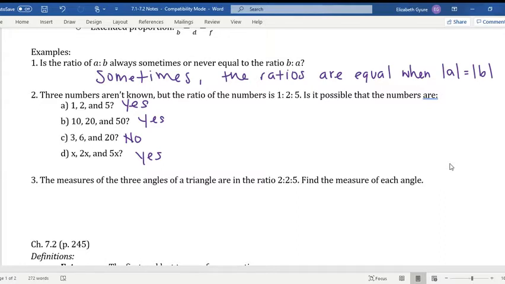This is their ratio. So this isn't saying the actual angle values are 2, 2, and 5. That wouldn't make sense, right? That would only add up to be 9. But this is saying if you compared the 3 angles, wrote them as a ratio, and reduced them, it would be 2, 2, and 5. So how do you think you could set up an equation to figure out what my angles are, potentially, Julia?